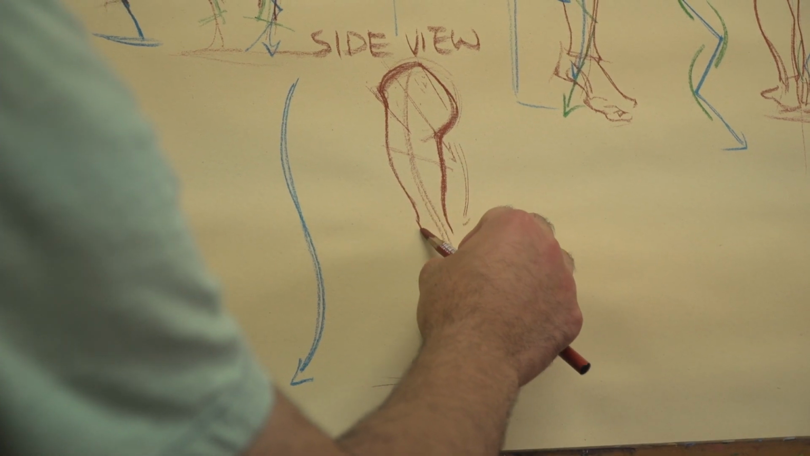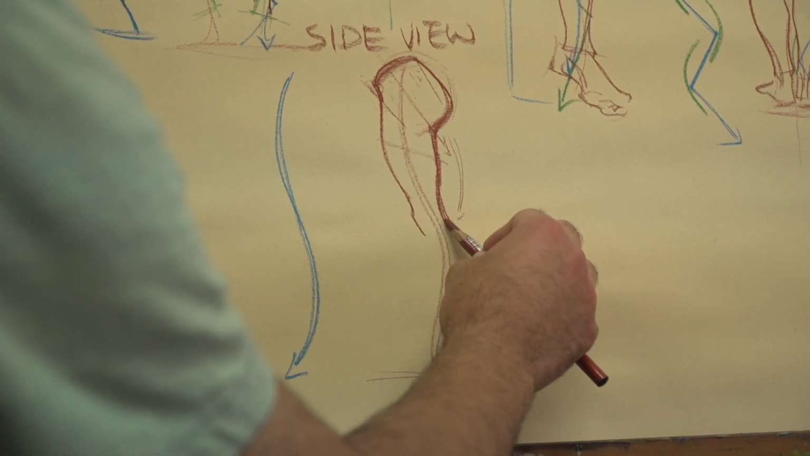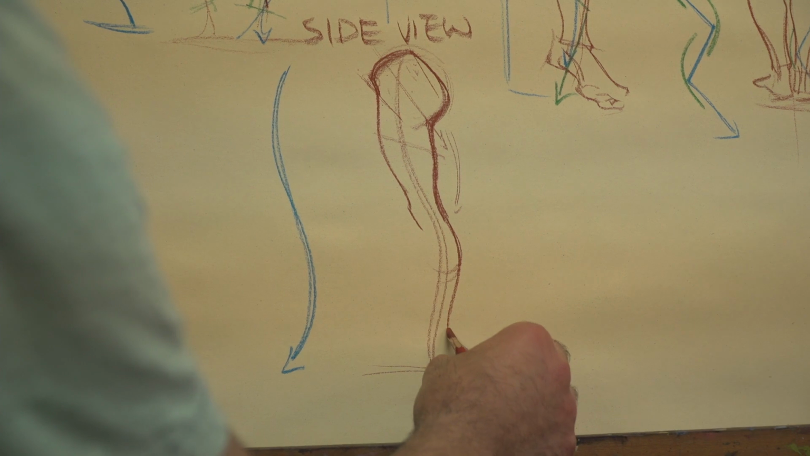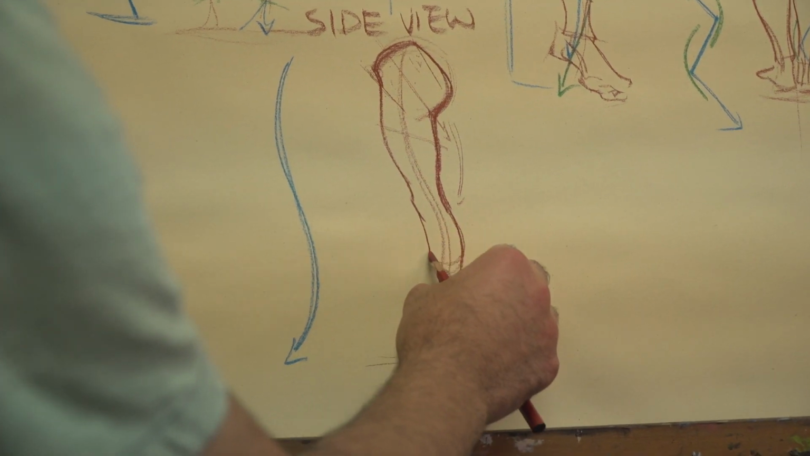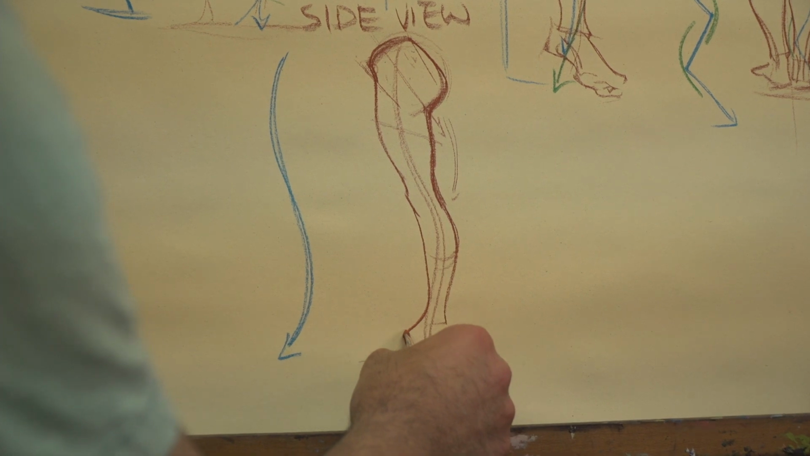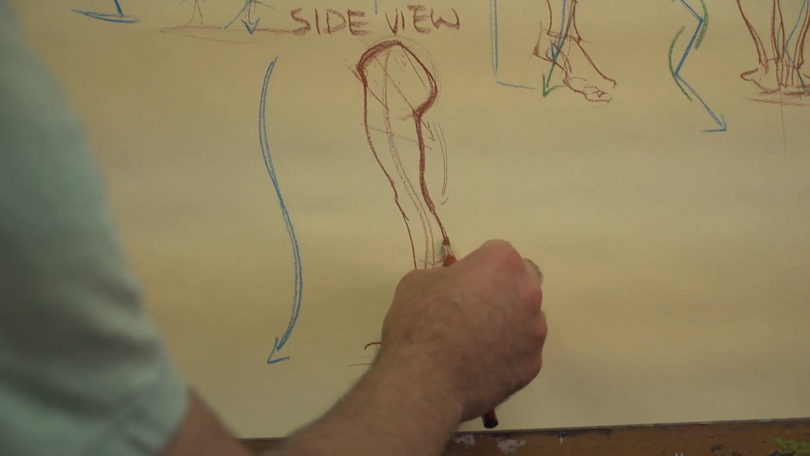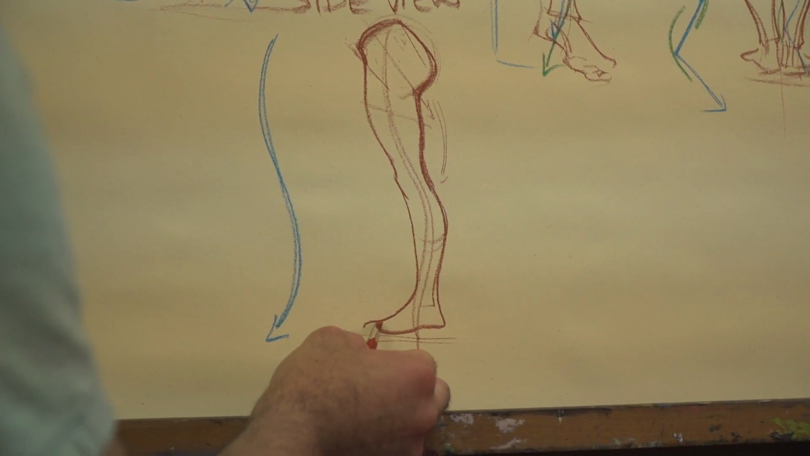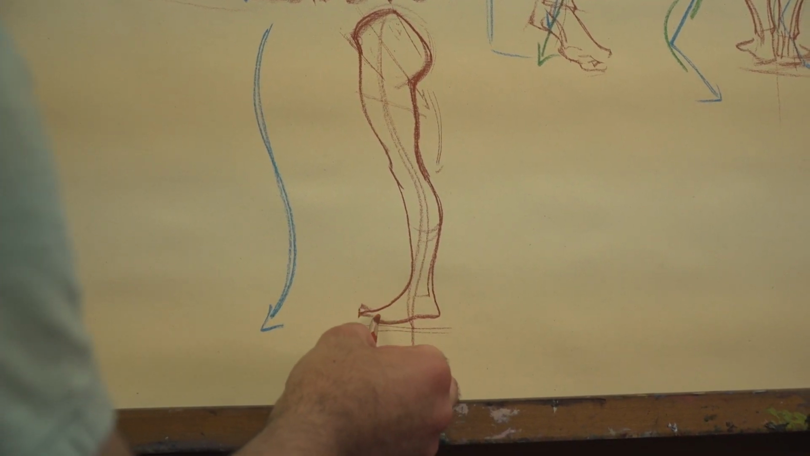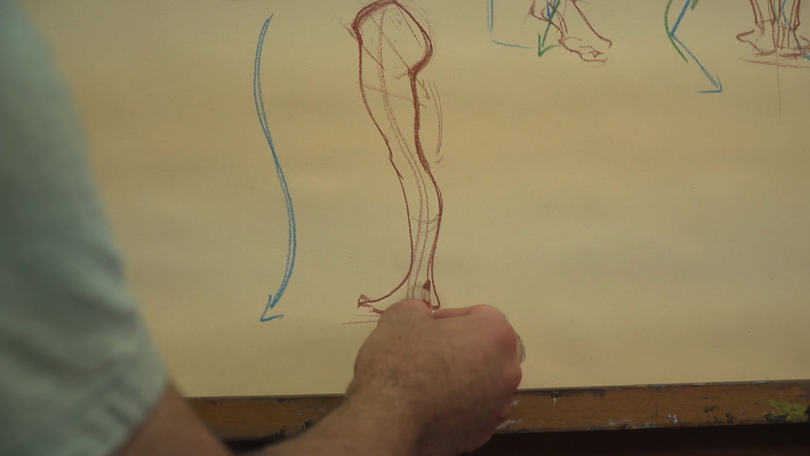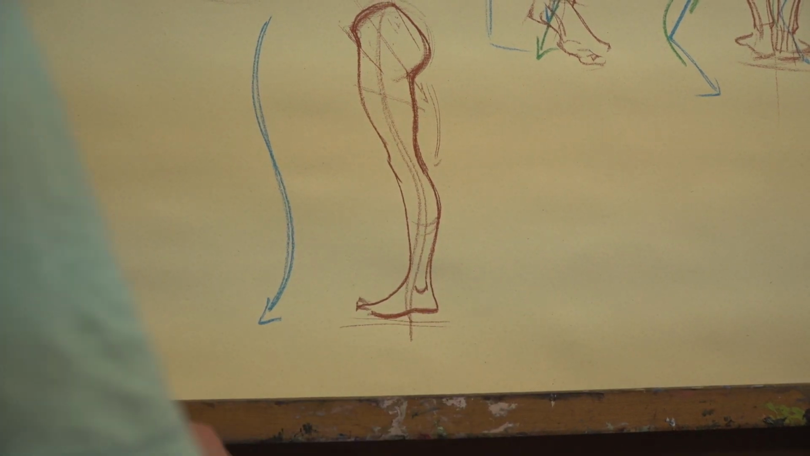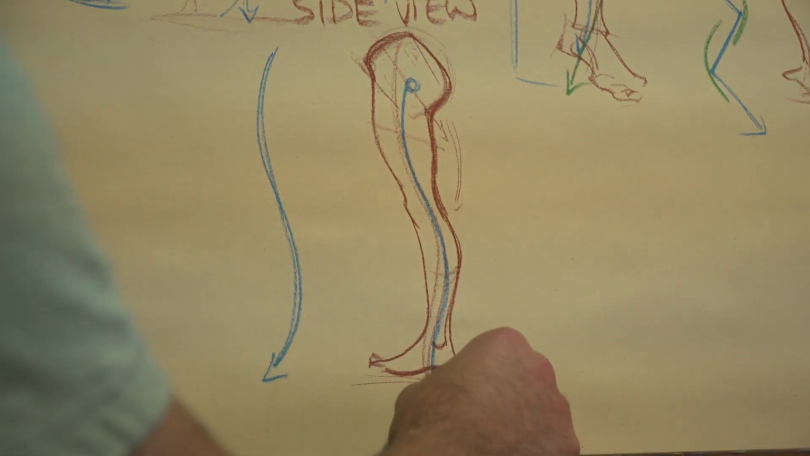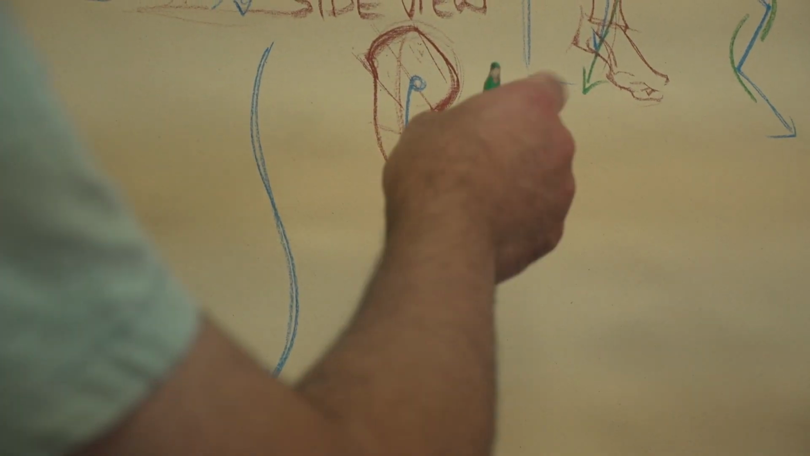Here's the kneecap, and then these two muscles down there. And here I will add the foot. And here's the lateral malleolus. So the important thing to remember is always to create this movement and flow and the rhythm.